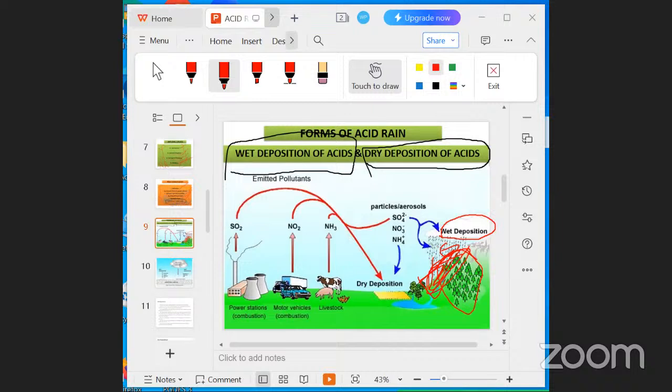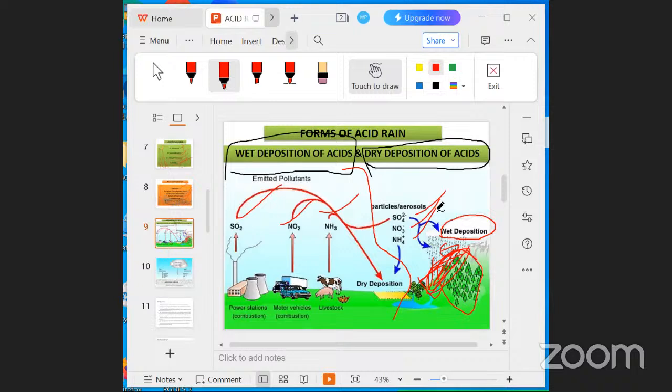So this is the picture you see here. These are the main pollutants: SO2, NO2 and NH3. These are in dry deposition. So this is wet deposition. In wet deposition: SO4, NO3, NH4. Same. Okay.